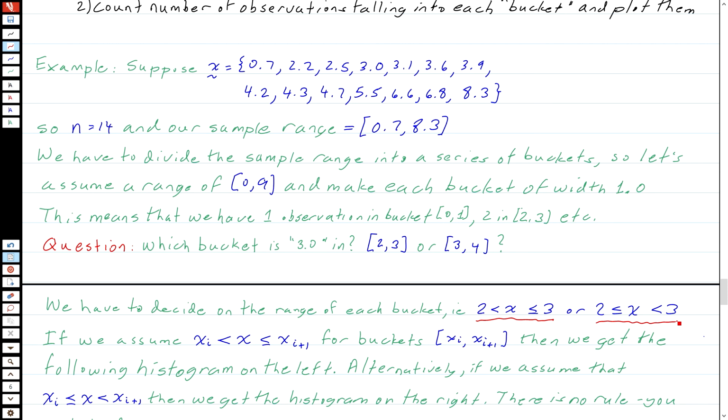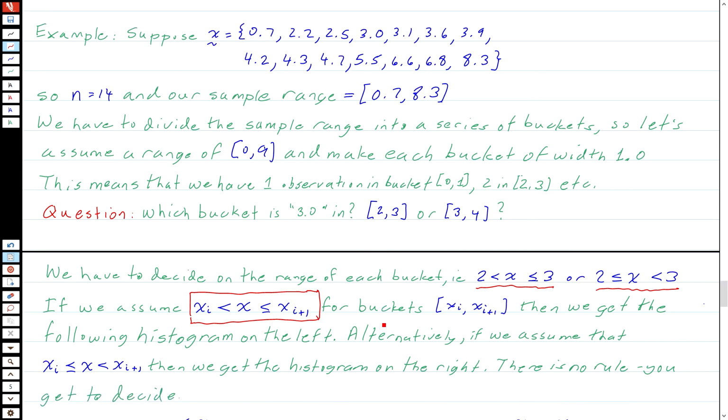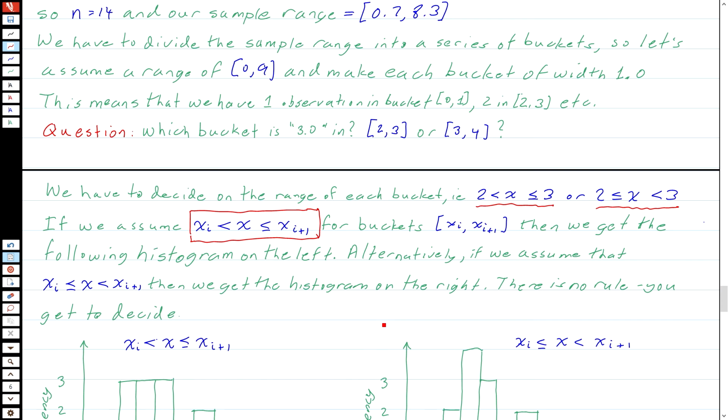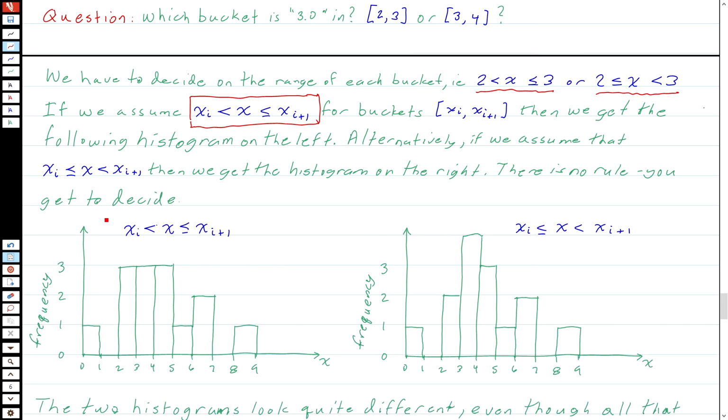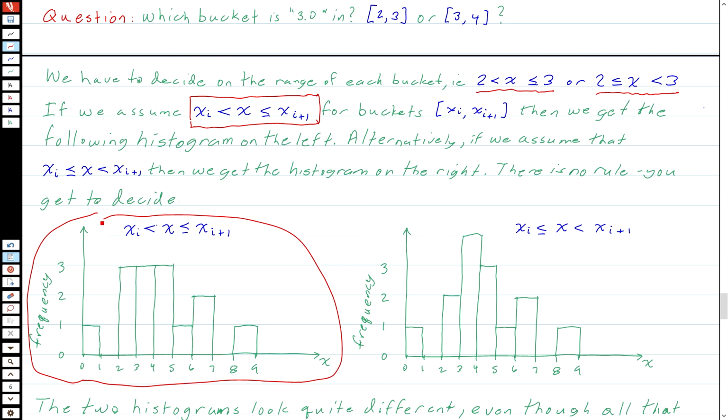So I think we're going to assume this one here, where we include the upper point and exclude the lower point, for the series of buckets xi to xi plus 1. And if we do that, then we get the following histogram on the left. That's what we get when we exclude the lower point but include the upper point.